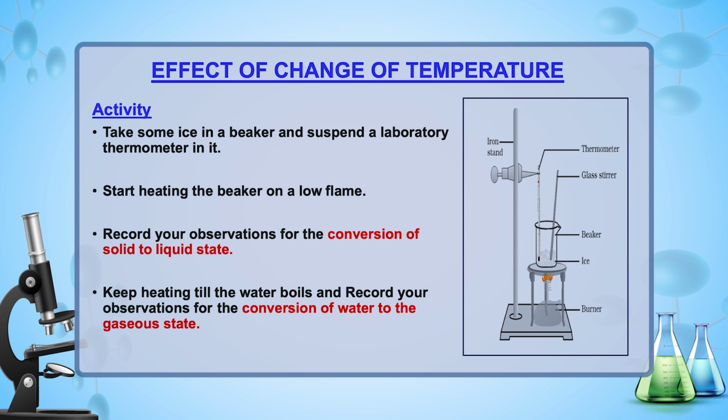Now, put a glass rod in the beaker and heat it while stirring till the water starts boiling. Keep a careful eye on the thermometer reading till most of the water has vaporized. Record your observations for the conversion of the liquid state to the gaseous state. Through this activity, we can explain the changes occurring in the following chronological manner.